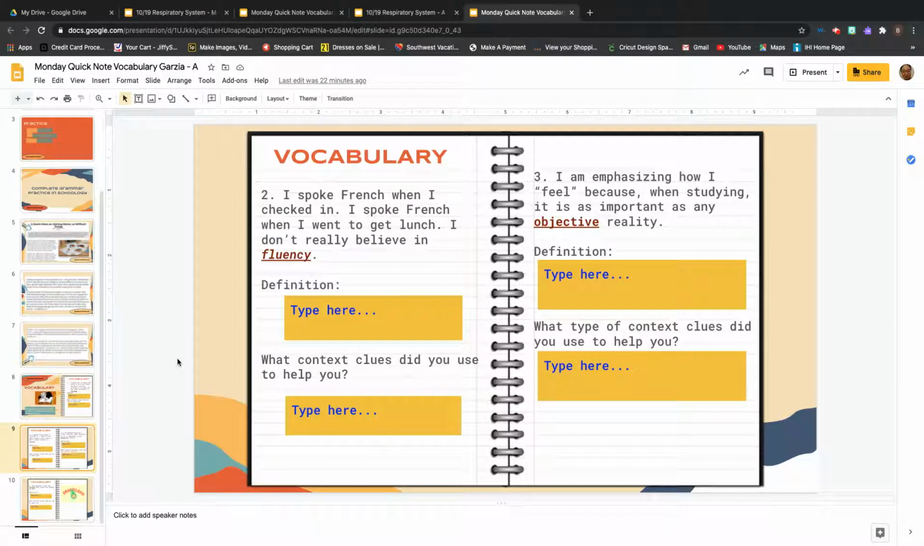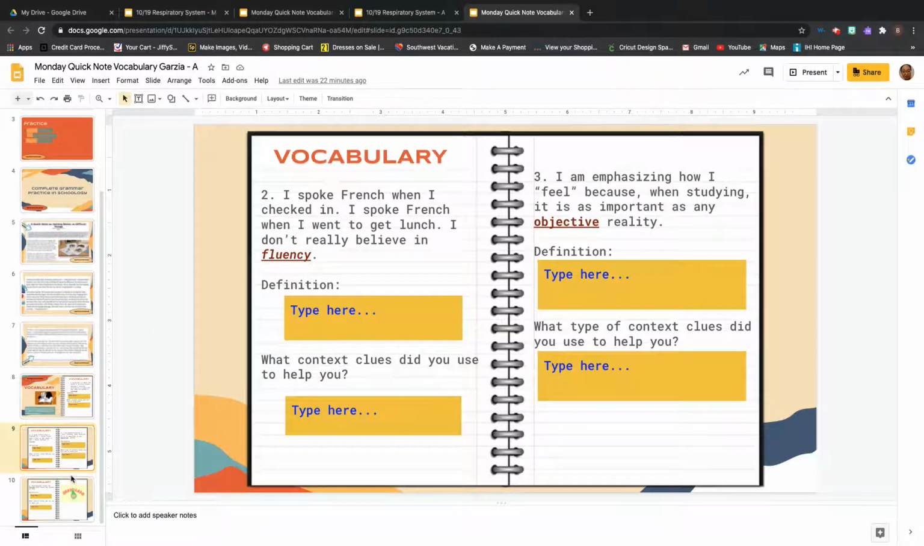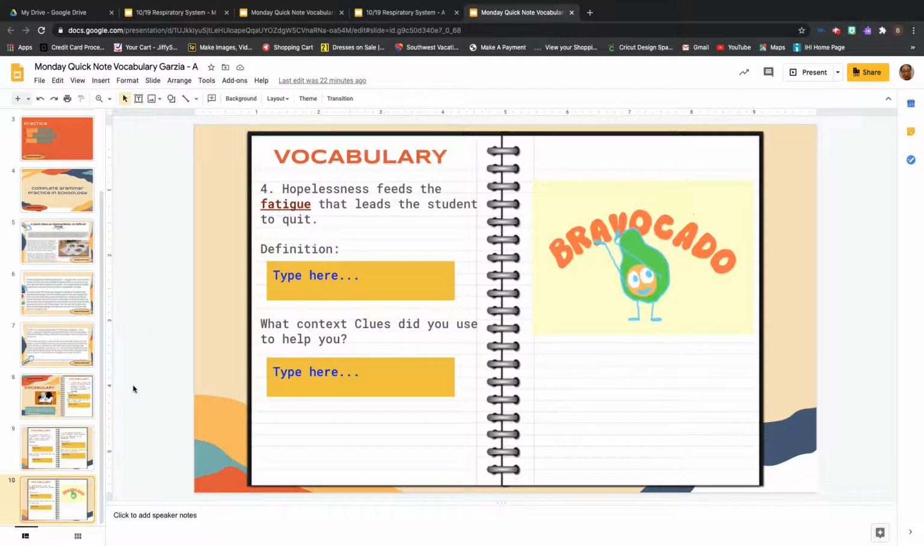Number 3: I am emphasizing how I feel because when studying, it is as important as my objective reality. What do you think objective means? And what helped you figure it out? Number 4: Hopelessness feeds the fatigue that leads the student to quit. What do you think fatigue means? What context clues did you use to help you?